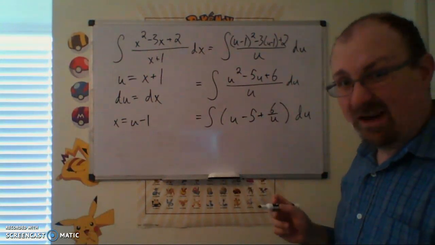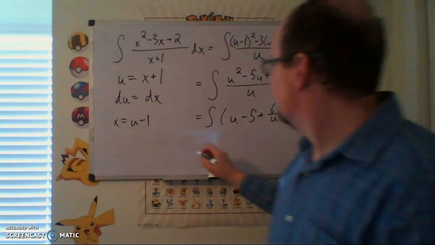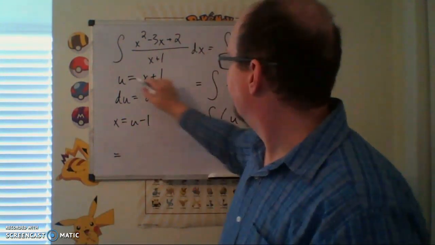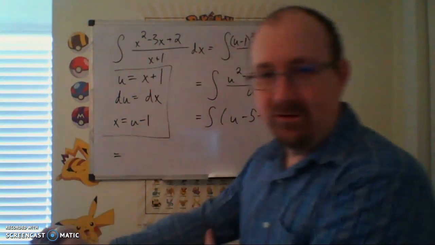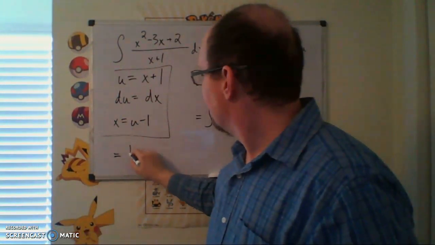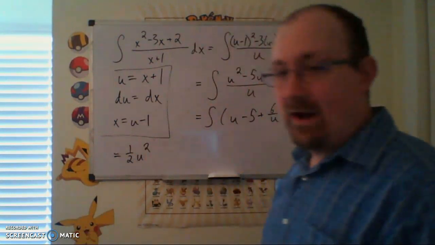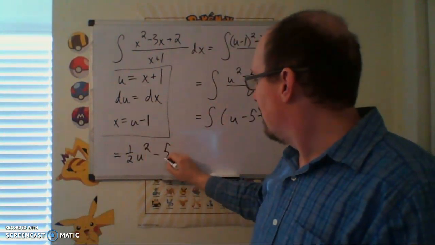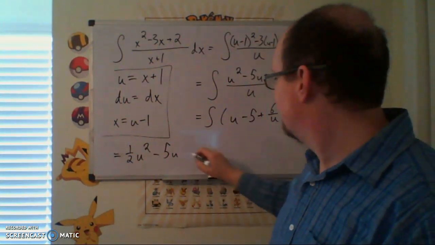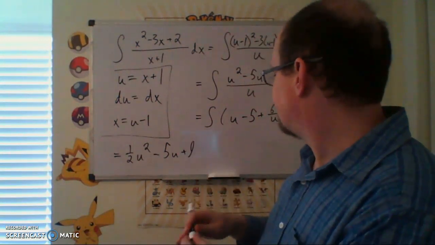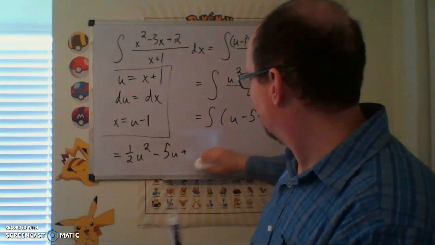Each one of these we can work out fairly painlessly. So I'm going to come over here, and let me cordon this stuff off so it doesn't get too confusing. So we have 1/2 u squared from the first guy, minus 5u from the second. I skipped over the 6. It's important to keep him around.